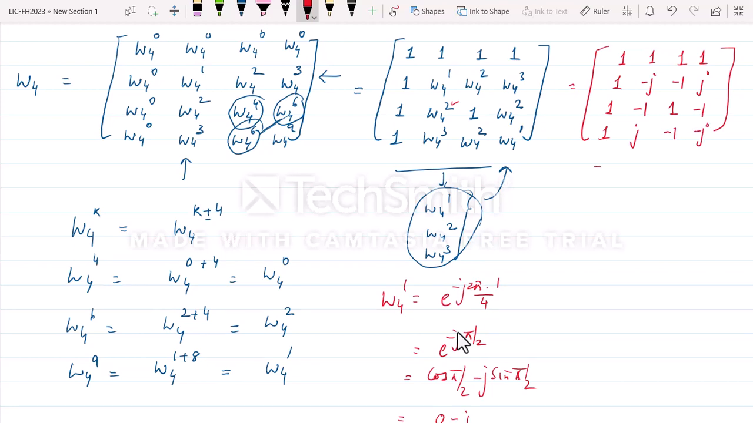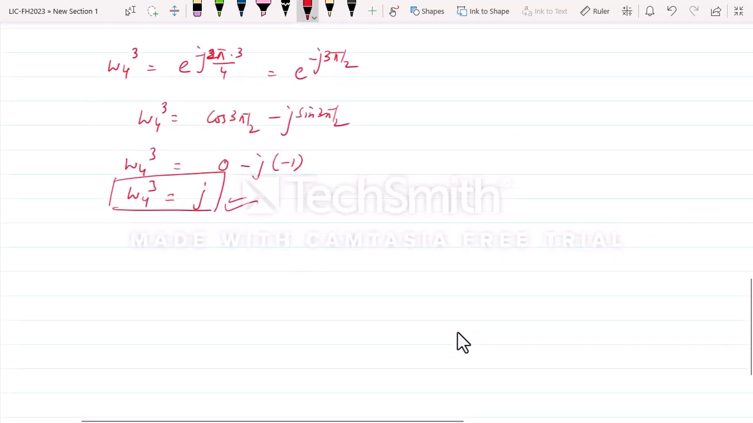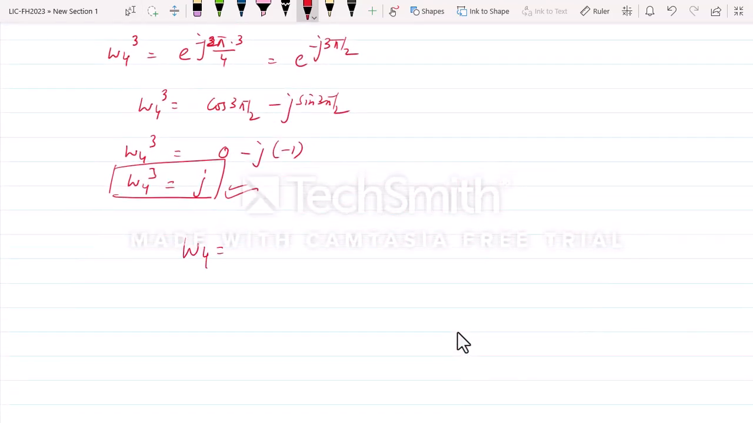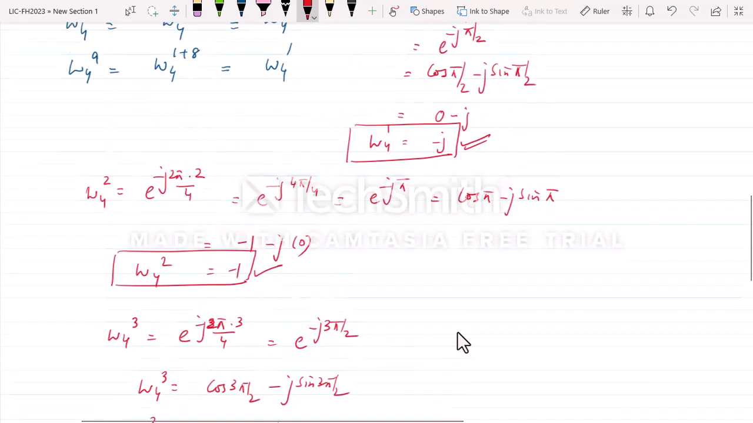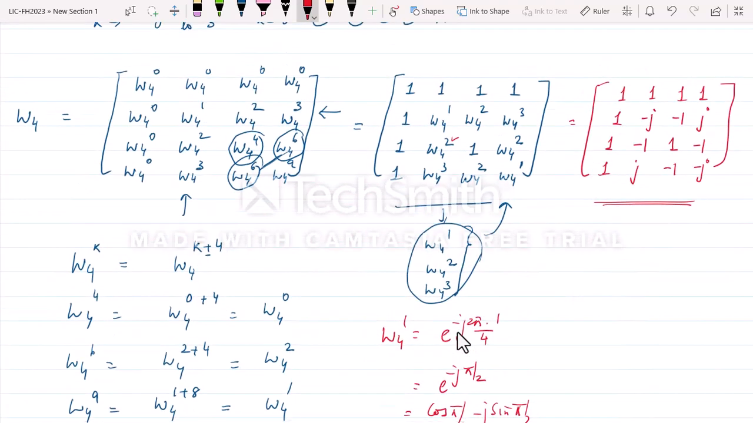So this is your complete matrix W4. I'll write it again and I'll tell you the properties. So what is the final W4 we are getting? You can just see the values above. First row and first column are all 1. Then this is minus j, this is minus 1, and this is j. You can see the second row: the sum of elements of the second row is 0. This is a property of the W matrix. This we can see again here. We are copying from here only.